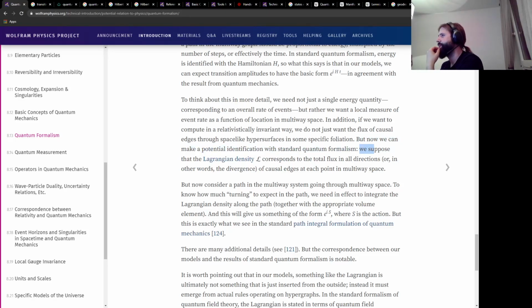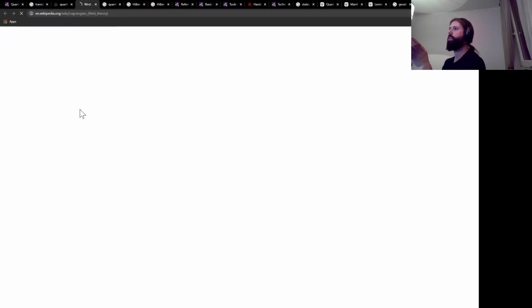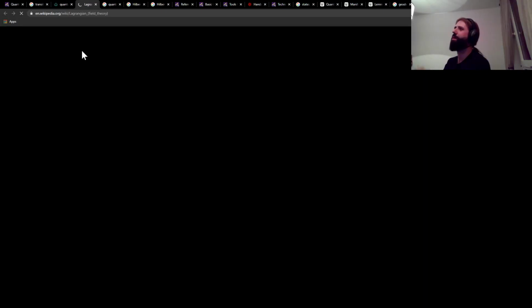We suppose that the Lagrangian density corresponds to the total flux in all directions, or in other words, the divergence of causal edges at each point in a multi-way space. No idea what that means. What is Lagrangian density? Oh, that actually is a link to Wikipedia. Field theory, God.